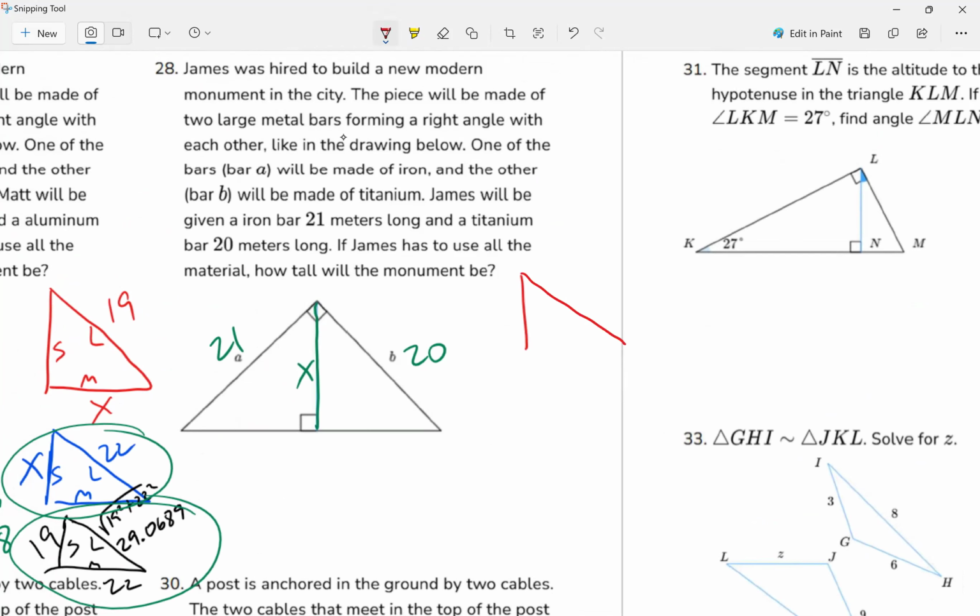I need to come up with a red triangle. I need to find small, medium, and large. I'm going to use this red triangle. Here it is. The small, medium, and large. So small is blank, the medium is X, and the large is 20.